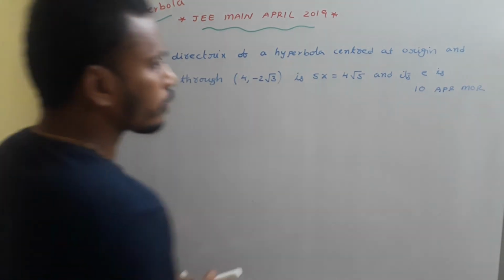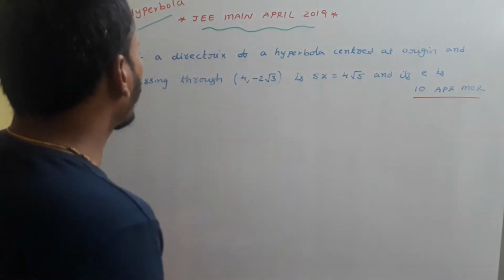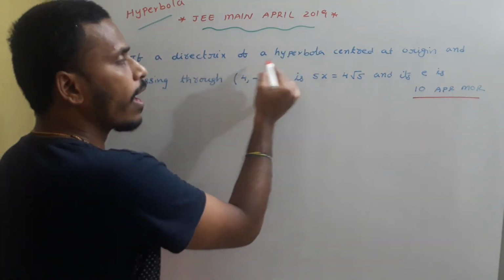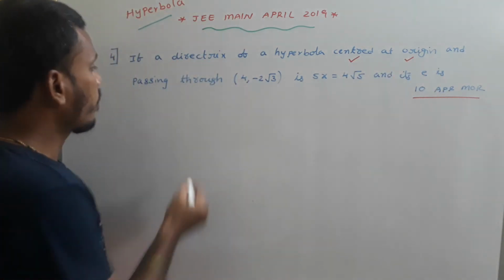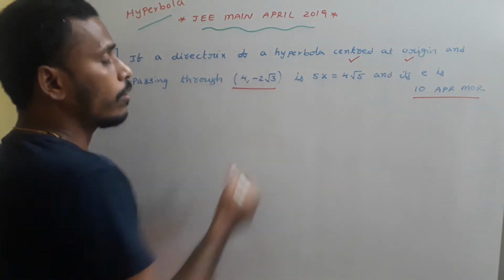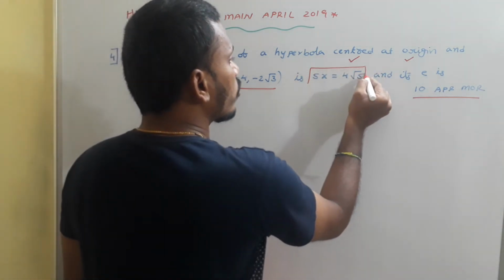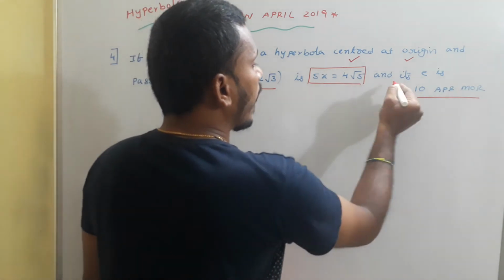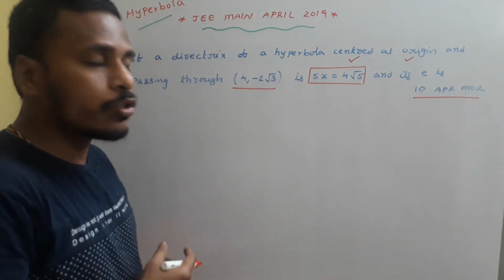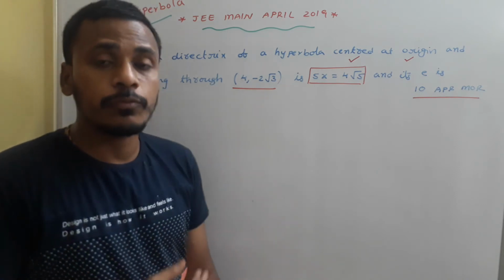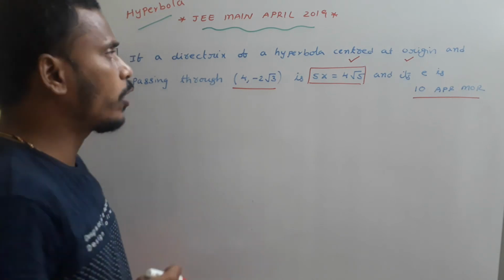Next problem. This question was asked in the 10th April morning session. And the problem is, a directrix of a hyperbola centered at the origin and passing through the point 4 comma minus 2 root 3 is 5x is equal to 4 root 5, and its eccentricity is, actually there are 4 options, and all those 4 options are quadratics in terms of e square. Okay, that quadratic in terms of e square we need to find for this.